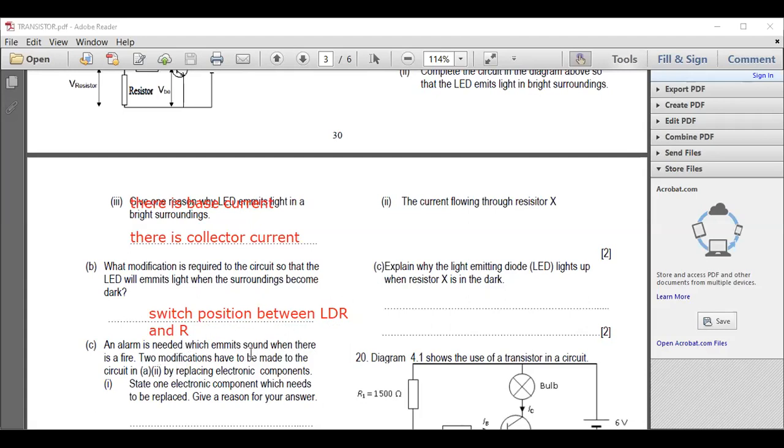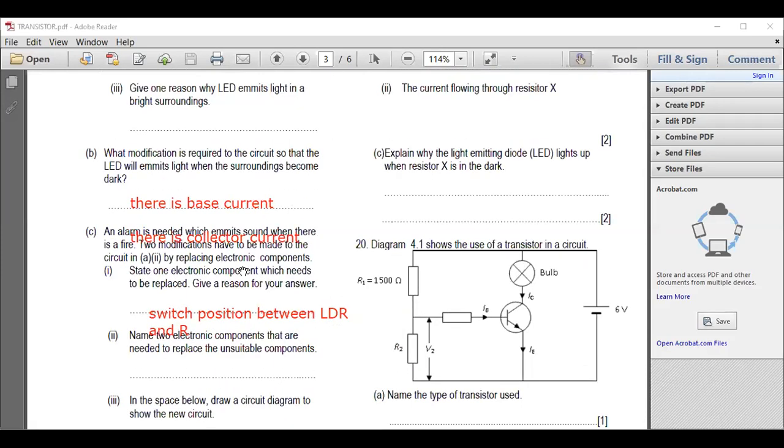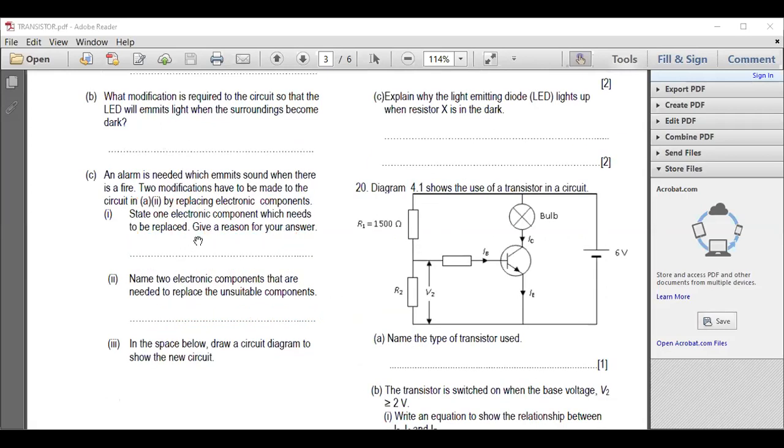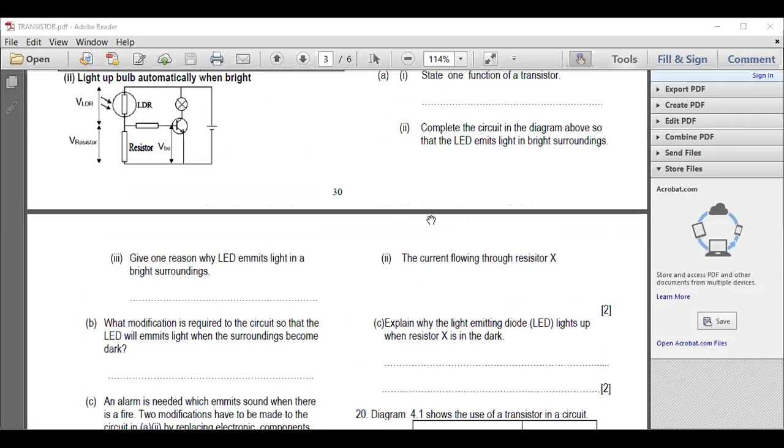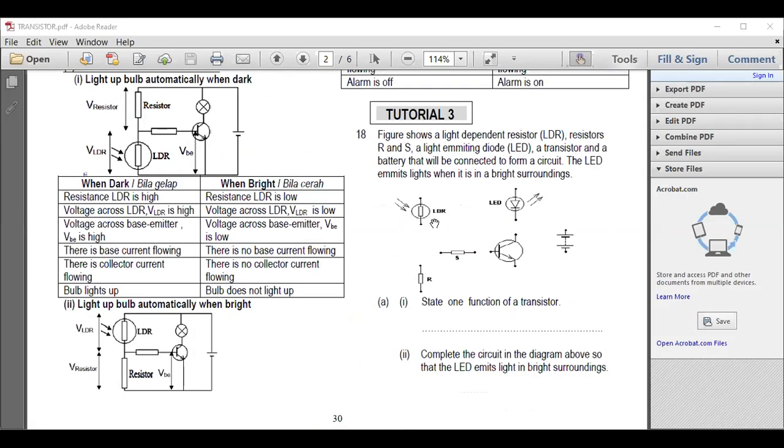C, an alarm is needed which emits sound when there is a fire. Two modifications have to be made to the circuit by replacing electronic components. State one electronic component which needs to be replaced. Now, when they say need to be replaced, that means need to be taken out. So basically there's two components you have to take out. One is the LDR because it cannot detect heat, and then the LED also has to be taken out. LED is like the bulb lah. LED you have to take out because it cannot emit sound.